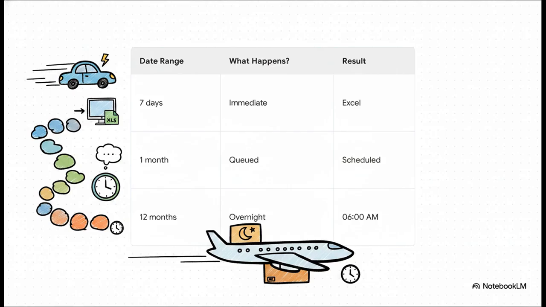But then we get to the heavy lifting. If you request a full 12-month date range, that is a massive amount of data. It's like asking the system to move a mountain. So it categorizes this as overnight freight. Reports of this size are exclusively processed outside of regular office hours, so they don't bog down the system for everyone else during the workday.